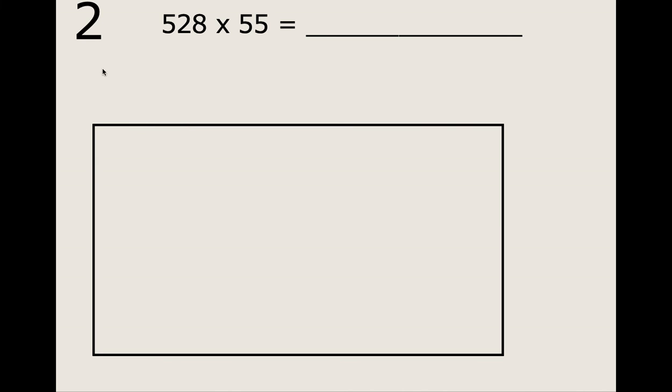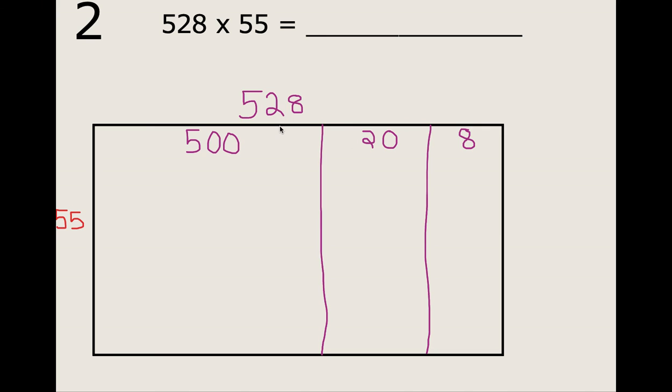So once again, we are going to put our biggest number along this line of the array, which is 528. And then over here we're going to put our 55. And just like all the other times, we're going to break this down. So 528, I can break that into 500, 20, and 8. And then put my lines to divide the sections. And then 55, I'm going to break that down into 50 and 5. And there's my line dividing.